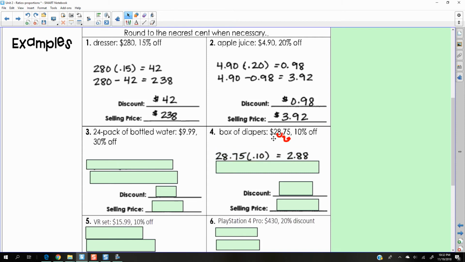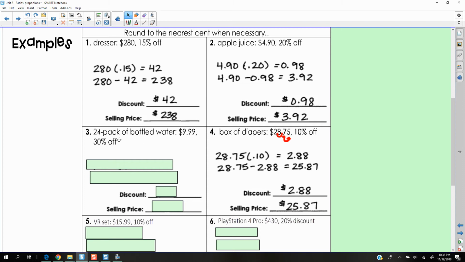Okay, so 28.75 times 0.10 is 2.88, and I didn't even need a calculator to do that. So now we're just going to subtract the 2.88 from the 28.75, and we get our new sale price of $25.87. So the discount is $2.88 and the selling price is $25.87.